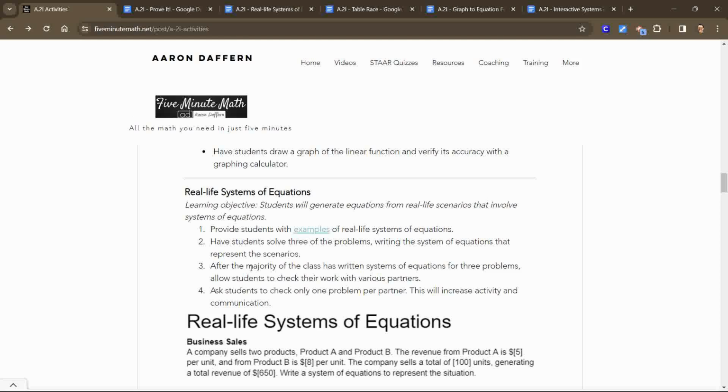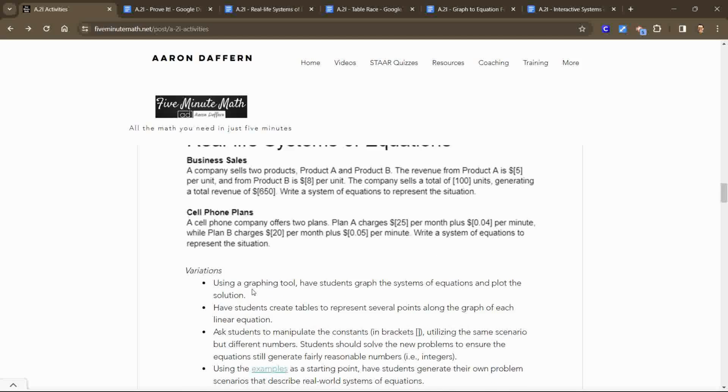Have them solve three of the problems, writing the system of equations that represents the scenarios. And then after the majority of the class has written the system of equations for three problems, just 3 out of 6 in that particular example, ask students to check only one problem, check their work with a partner, but they have to hit at least 3 different partners to check their work. So you get up and you get to move a little bit, and they increase their activity and their communication. So we're just practicing, but there's a social element there.